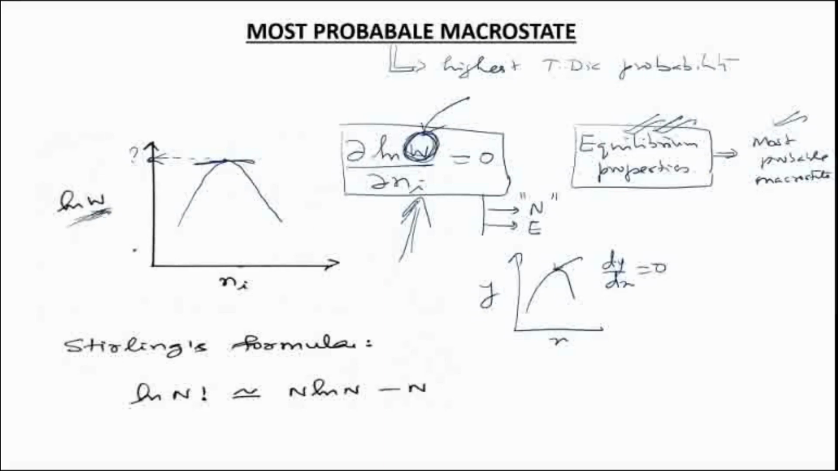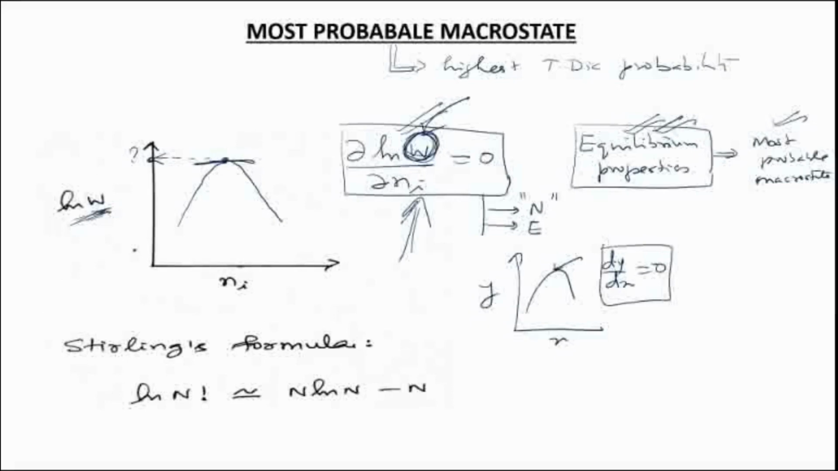What's the idea? If you plot ln W versus Ni, you will get a curve like this. So the most probable macrostate can be obtained by just differentiating ∂ln W by ∂Ni. If you put it equal to 0, you will get the maxima directly. But here there are other problems. What are the other problems? We have to maximize W keeping N constant and E constant. For this we have to use some special technique. See, this formula dy by dx equals 0.